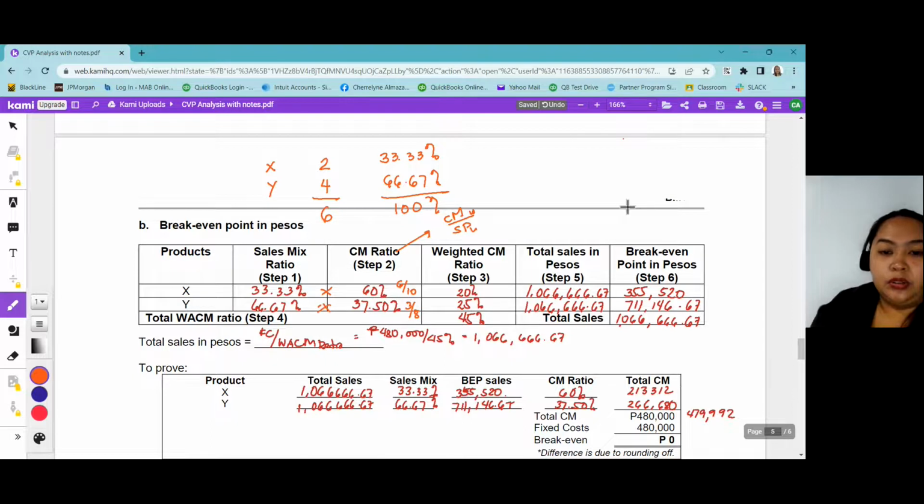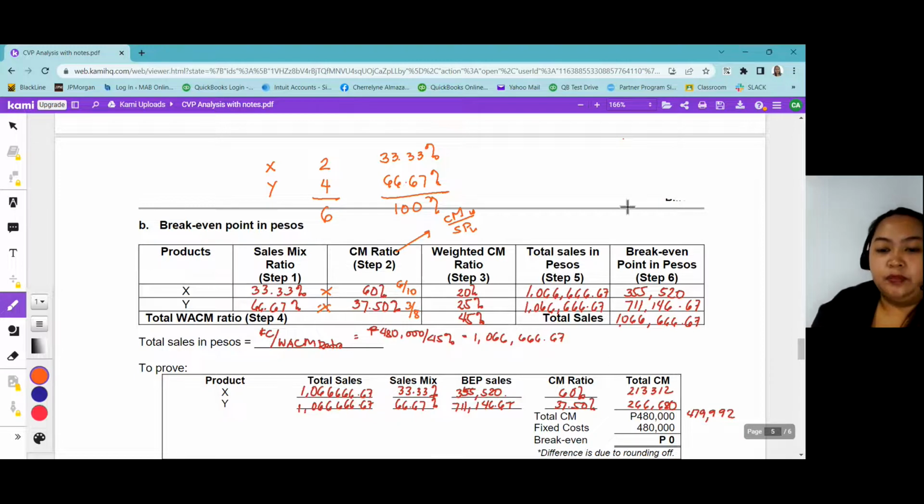Ganon din po itong dalawang to. Okay? And then, pag-add nyo sila para makuha yung total weighted average contribution margin ratio natin. And then the 45,000 fixed costs, you will divide with 45% to get yung total sales in pesos natin. Okay? So, kailangan daw natin ng 1,666,666 pesos.